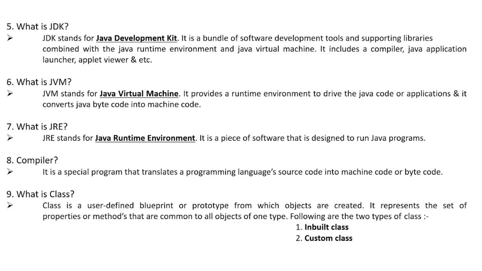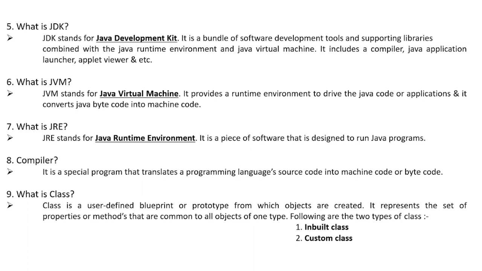6. What is JVM? JVM stands for Java Virtual Machine. It provides a runtime environment to drive the Java code or applications and it converts Java bytecode into machine code. 7. What is JRE? JRE stands for Java Runtime Environment. It is a piece of software that is designed to run Java programs. 8. Compiler. It is a special program that translates a programming language's source code into machine code or bytecode.